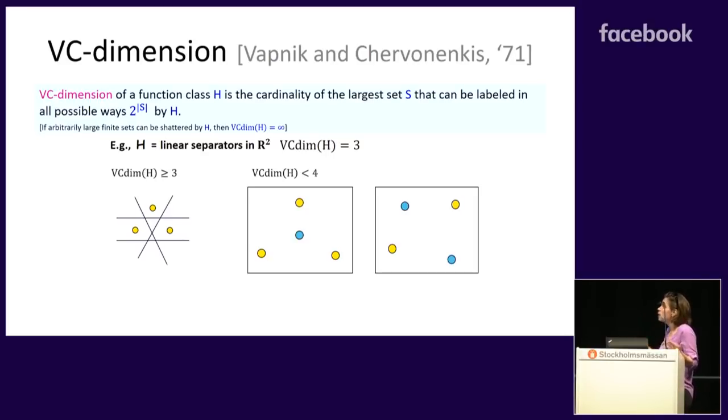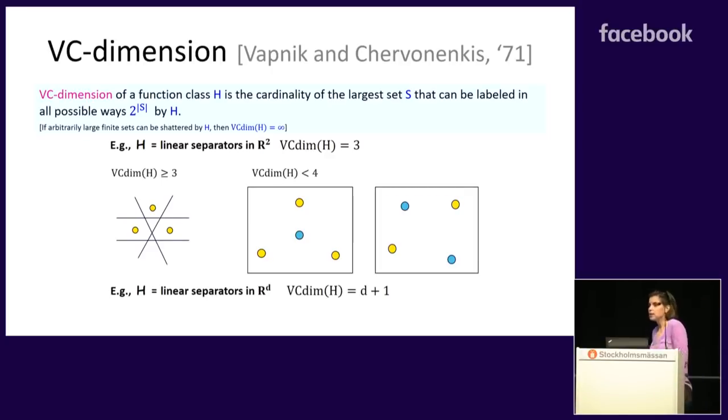So basically no set of 4 points can be labeled in all possible ways by linear separators in R^2, but there exists a set of 3 points that can, so the VC dimension of linear separators in R^2 is 3. And more generally, you can show that the VC dimension of linear separators in R^d is d plus 1. These are just examples to remind you what VC dimension is.